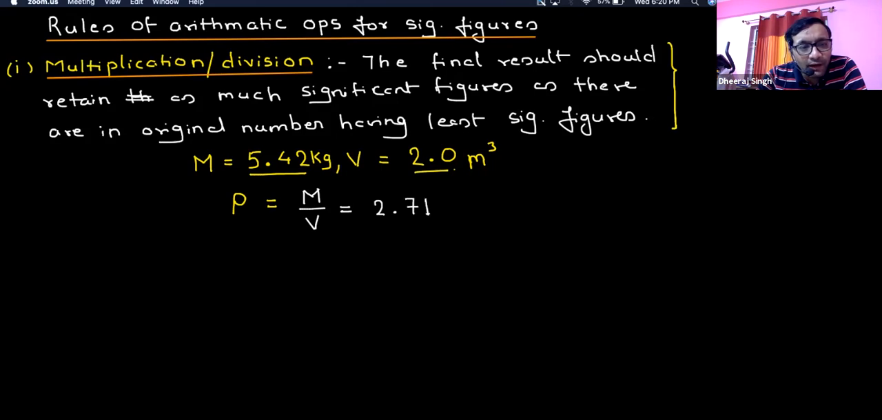2.71, right? But which number has least significant figures? Volume or mass? Volume. How many significant figures does volume have? 2. So the final answer should also have only 2. So 2.71 is not correct. 2.7 is the answer.